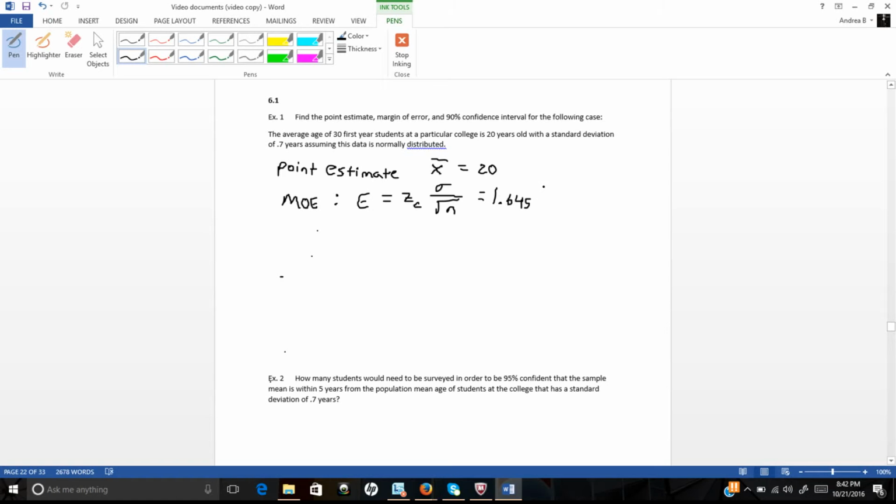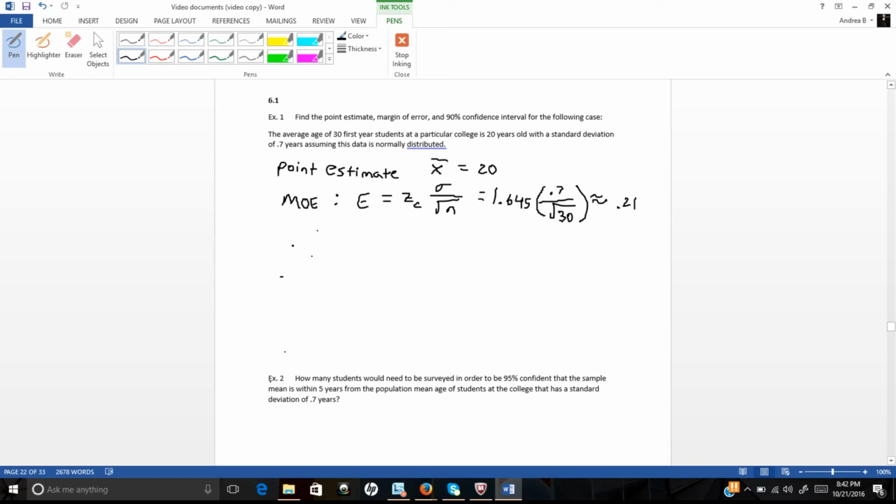And then we have to multiply that times the standard deviation, which is 0.7 here, divided by the square root of n, which is 30 in this case. And then it's a matter of going through and calculating here. You want to go at least 2 decimal places whenever you're rounding, so we get approximately 0.21 if we calculate that out. So that's it for the margin of error part.